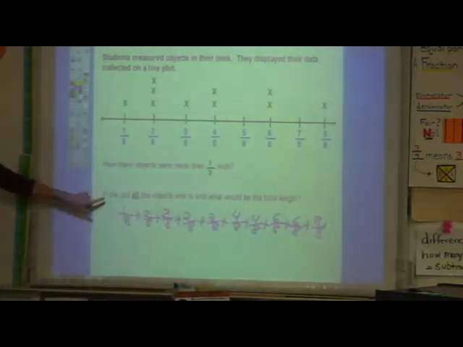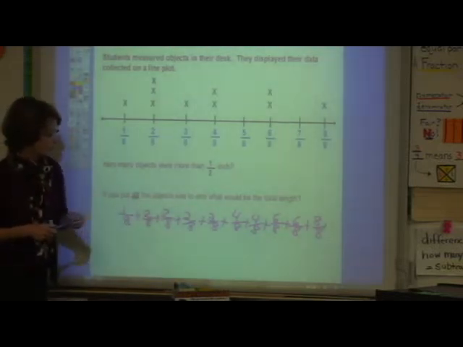It's what's on my board. If the students combine all of their objects, how many in all? If they lined up all of their objects, how many inches? Good question. So if you put all the objects end to end, what would the total length be?